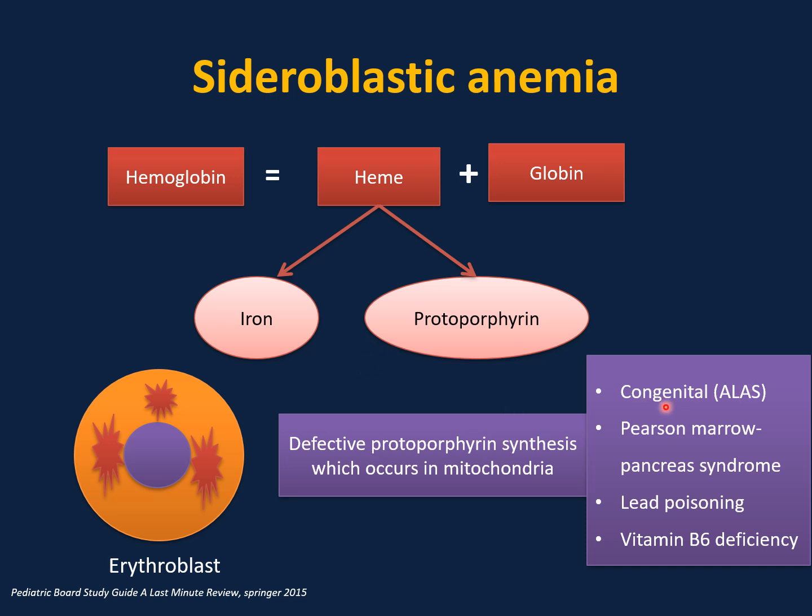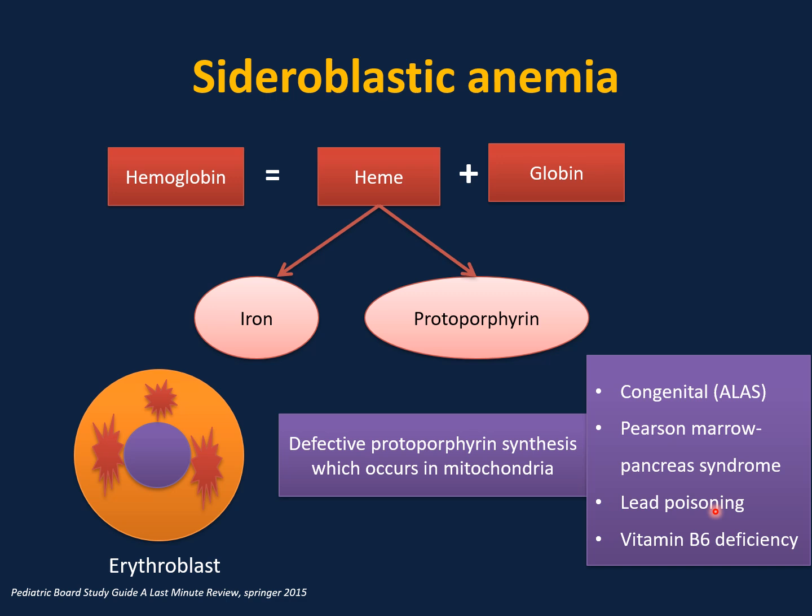So sideroblastic anemia can be caused by congenital problems, for example deficiency of the enzyme called ALAS, or aminolevulinic acid synthase. This is a very important step in the synthesis of protoporphyrin. If you have deficiency of this enzyme, it will affect the synthesis of protoporphyrin. Another is Pearson marrow-pancreas syndrome, which is associated with sideroblastic anemia and pancreatic enzyme deficiency.